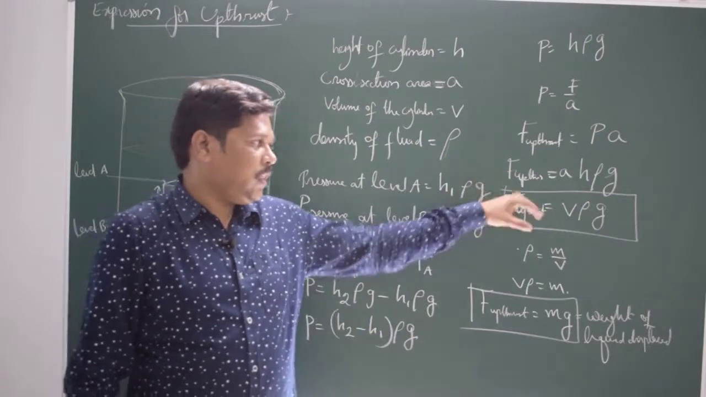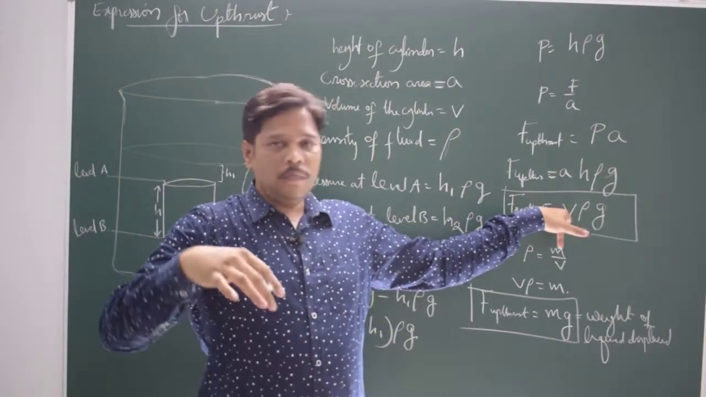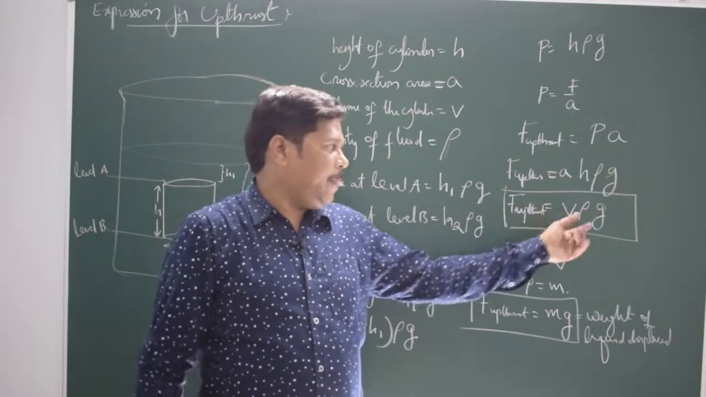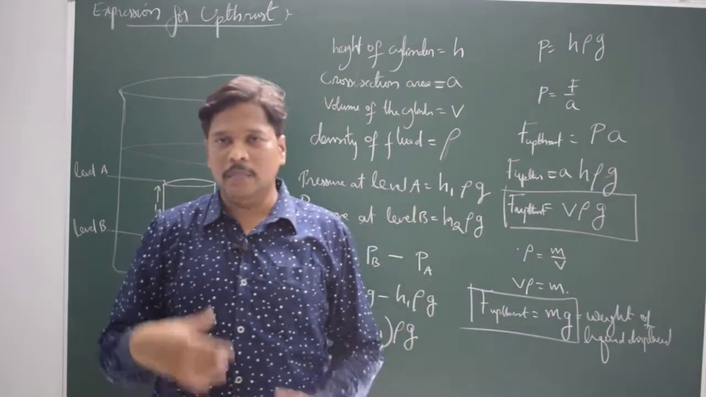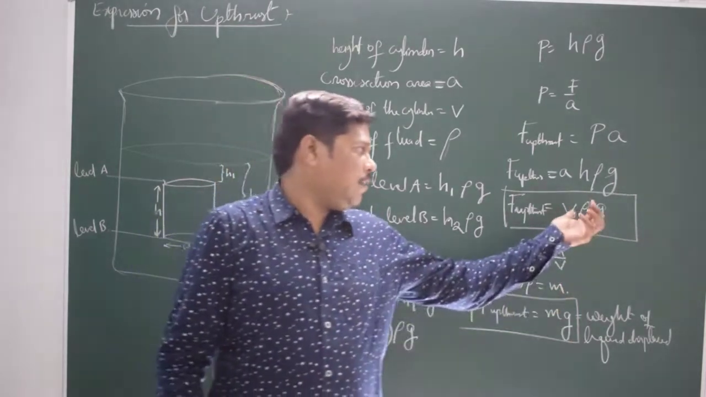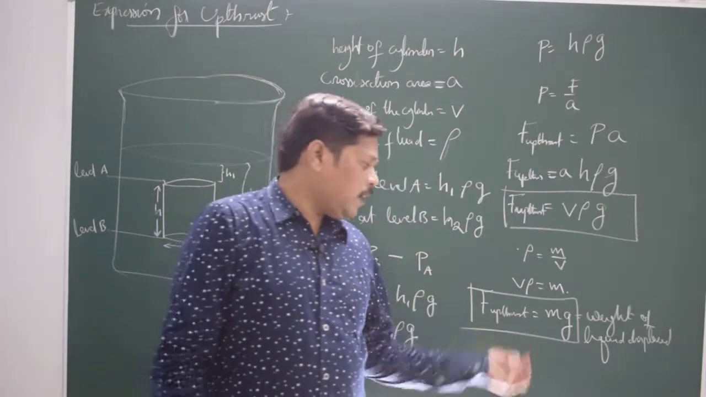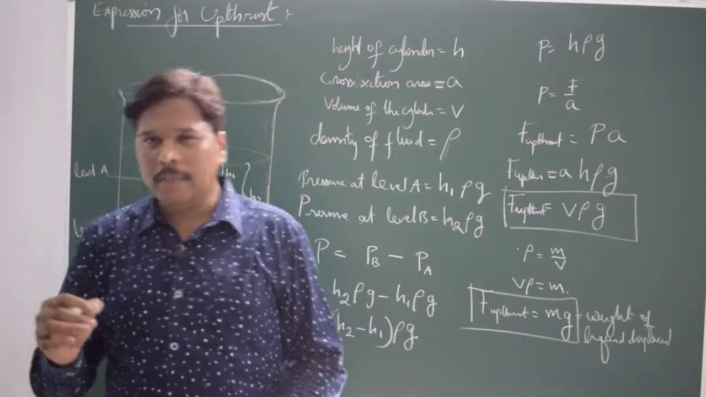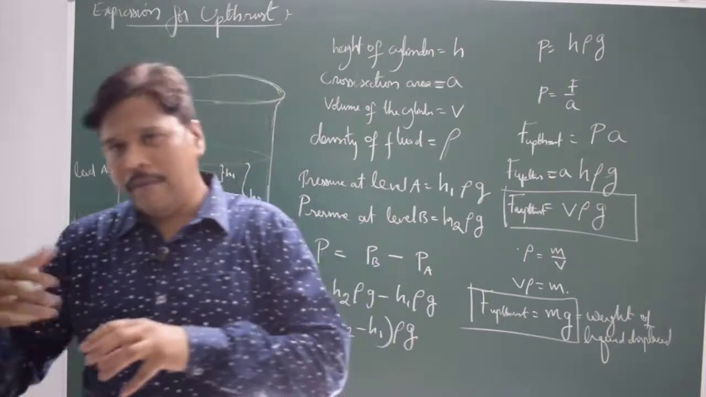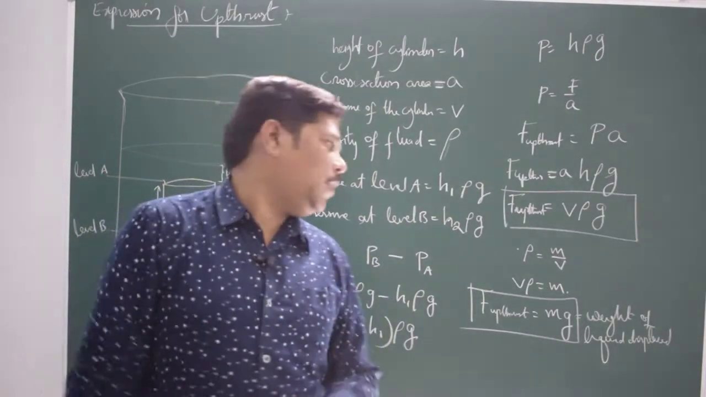The first equation tells us upthrust depends on the volume of the immersed part of the body, the density of the fluid, and acceleration due to gravity. The denser the fluid is, the greater will be the upthrust. Then the second one is that upthrust is equal to the weight of the water displaced by the immersed part of the body.